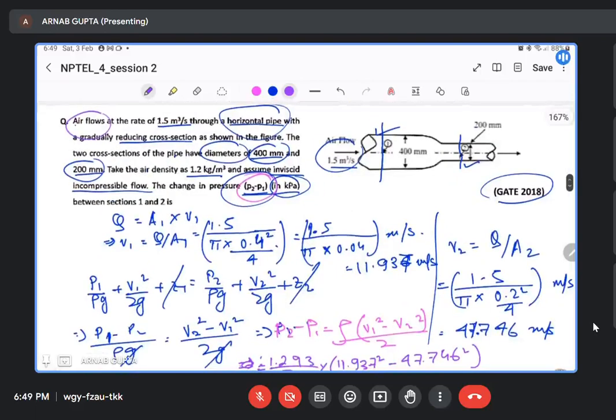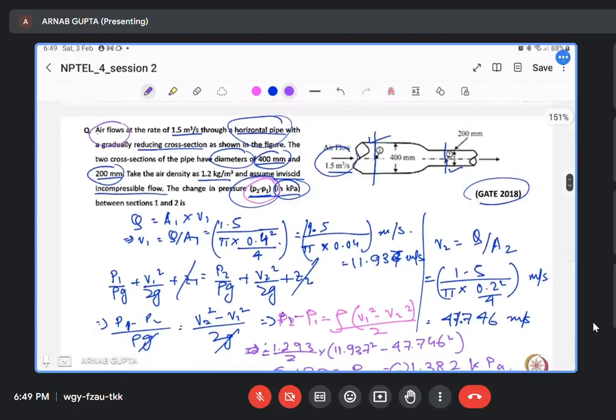If there is any calculation error, do let me know because I'm doing it on my mobile phone. Just let's go through it once. 400 mm square, so that's fine. 0.4 meter, 0.2 meter. I hope it is fine.